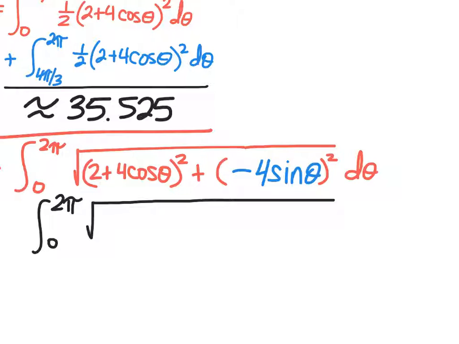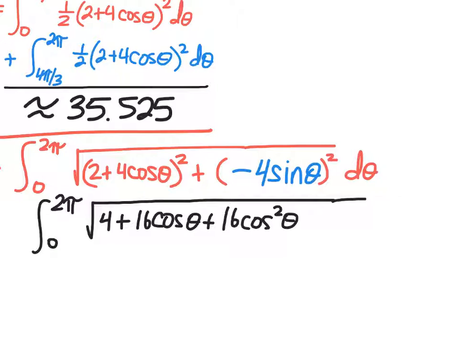So distributing on the 2 plus 4 cosine theta, squared, is going to be 4 plus 16, because you're going to have the outers and inners, so you've got to FOIL it out. So 8 cosine twice, so 16 cosine theta plus 16 cosine squared theta. Then if you square the other part, you're looking at a 16 sine squared theta, so plus 16 sine squared theta.